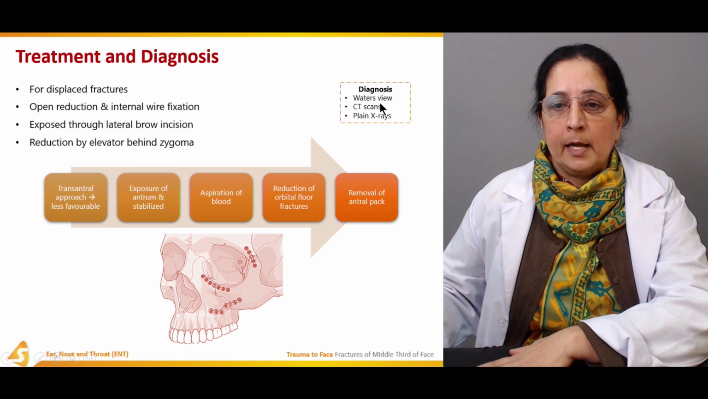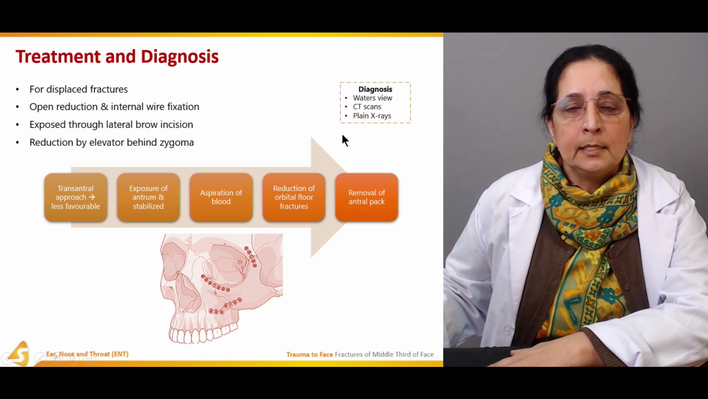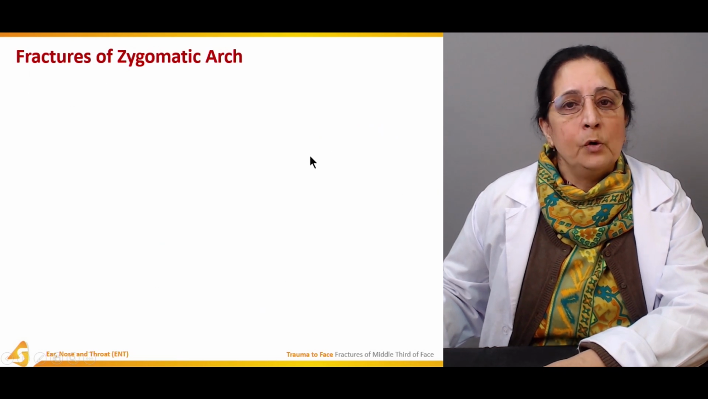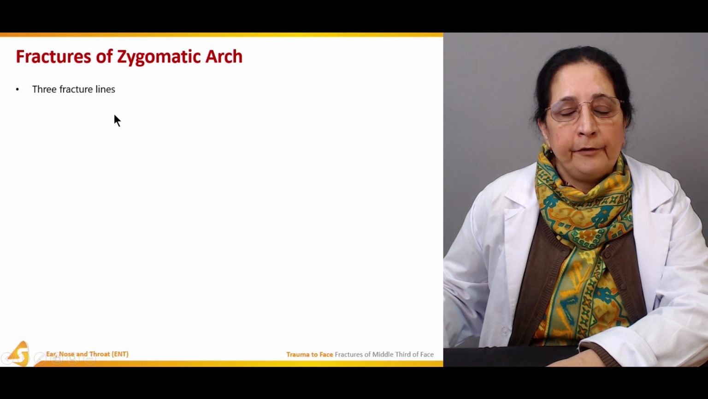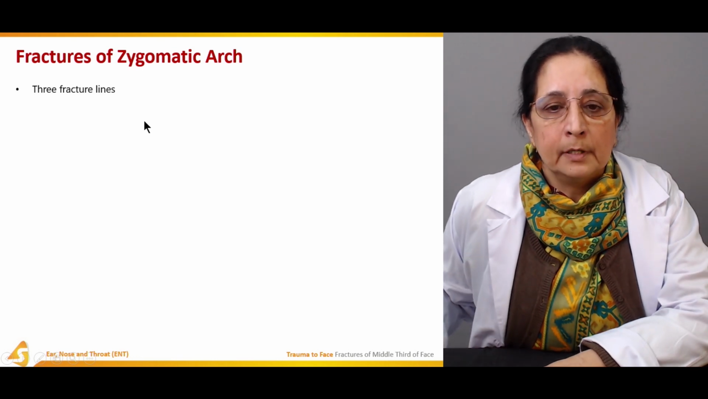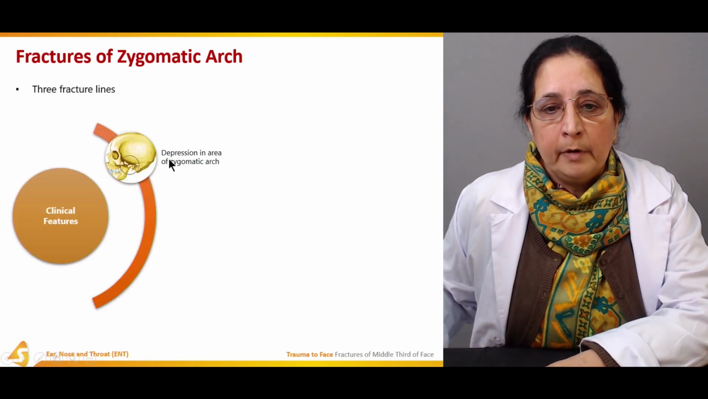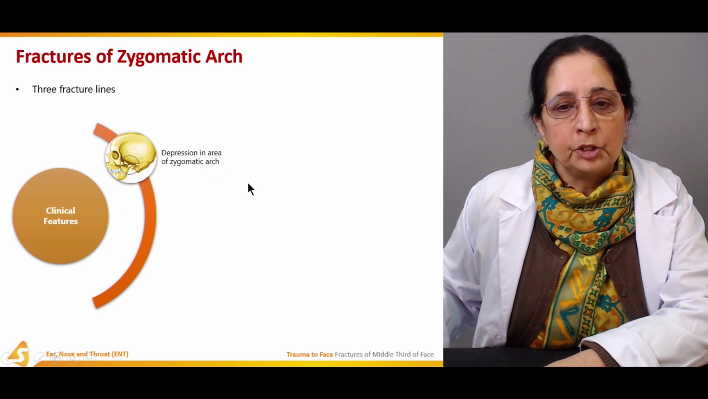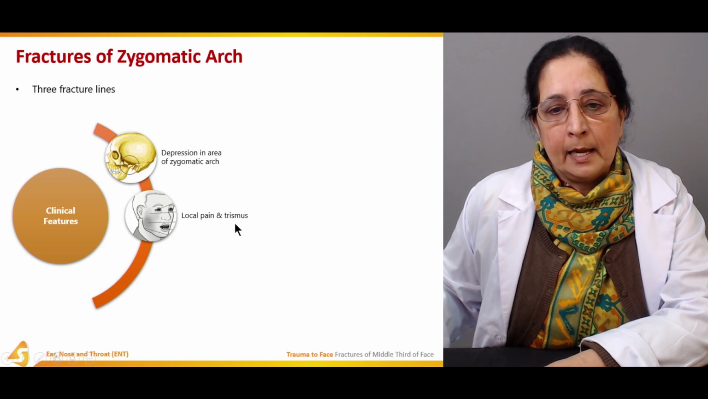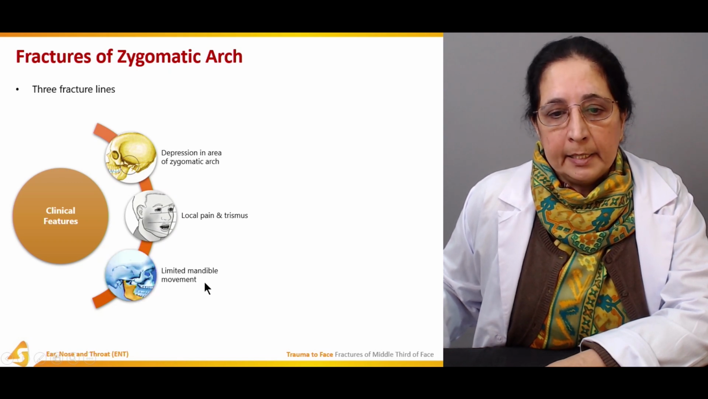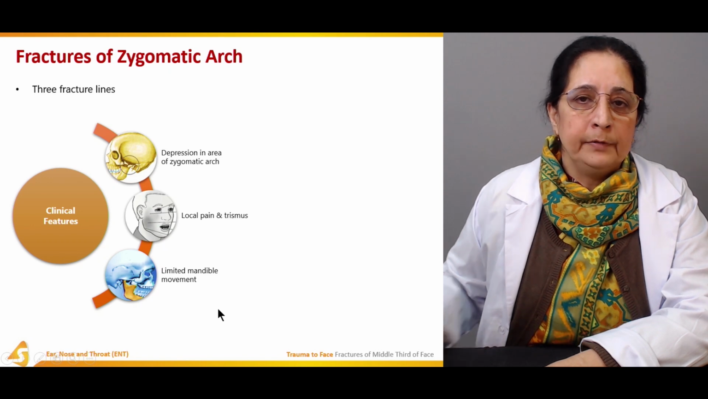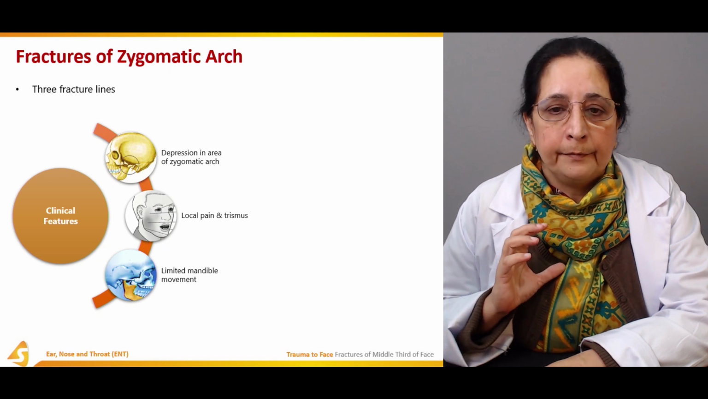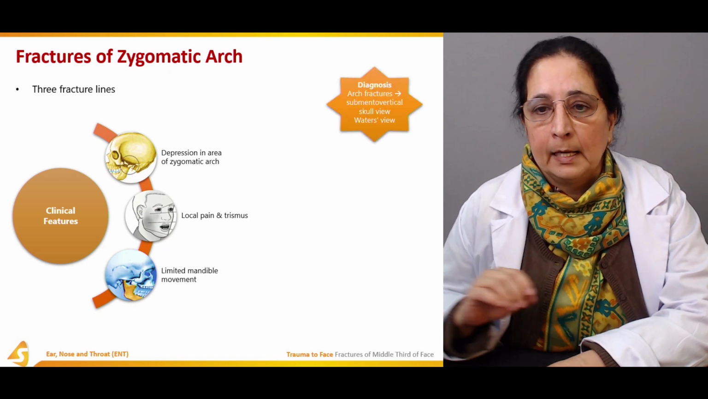Diagnosis is again by water view, CT scan and plain X-rays. Fractures of the zygomatic arch. Three fracture lines are present for the zygomatic arch. We have depression in the area of the zygomatic arch, local pain and trismus, limited mandible movement. So if the zygomatic arch is involved, all these features are present.